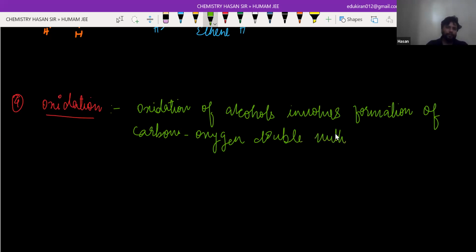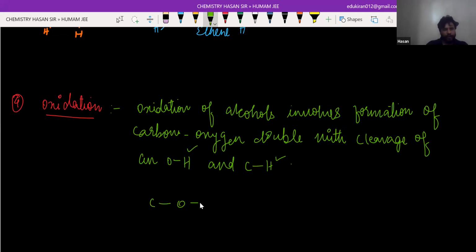with cleavage of an OH bond. You are going to remove OH bond. This hydrogen you are going to remove, and the CH to which OH is connected, you are going to break this, remove this. Okay, let's say if you have an alcohol like this, so this carbon must have hydrogen in order to oxidize this. So this you are going to remove, and this you are going to remove. So you will be getting something like this. Carbonyl, you will get either aldehyde or ketone.